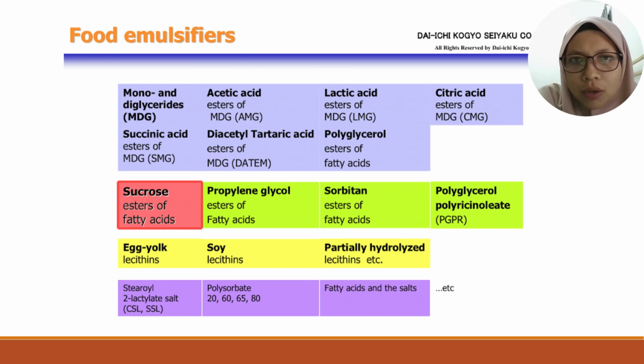These are some examples of food emulsifiers that are commonly used in various types of food and food products. So we have mono and diglyceride, and then acetic acid ester. So not just acetic acid, it's acetic acid ester. It has carboxylic acid and also alcohol. And then we have lecithin, citric acid, and then sucrose ester, sorbitan ester, polyglycerol, and then egg yolk, and then egg yolk lecithin, and then soy lecithin, and then partially hydrolyzed lecithin, and then polysorbitol, fatty acid, and the salts. So basically, all these food emulsifiers can come from plant based and also animal based.